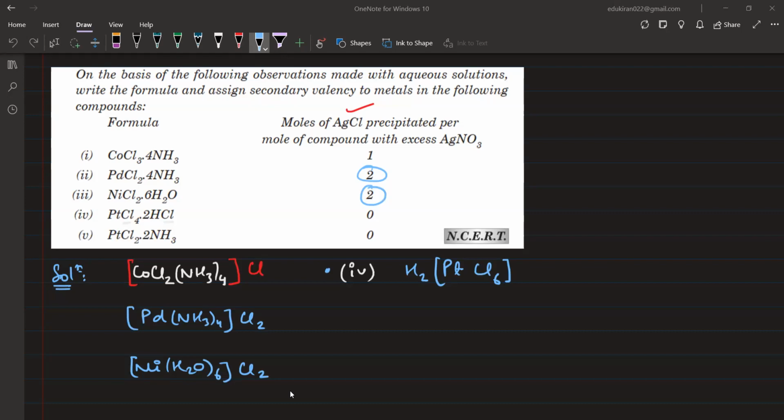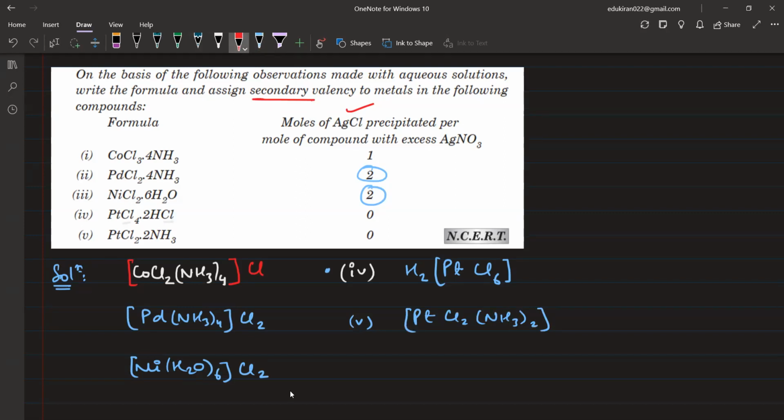And then fifth one is 0 again. So you are going to have NH3 is going to be NH3. So you will have Pt Cl2 NH3 whole twice. Now they are also asking about the assign the secondary valency.